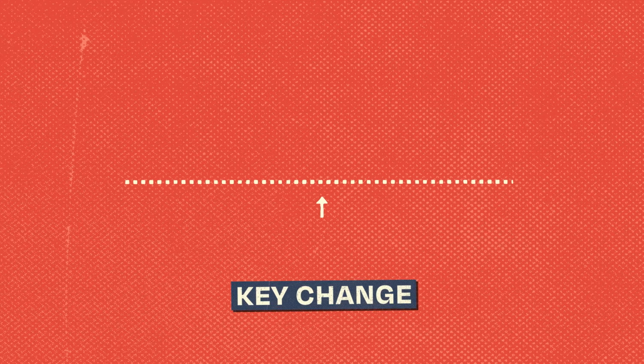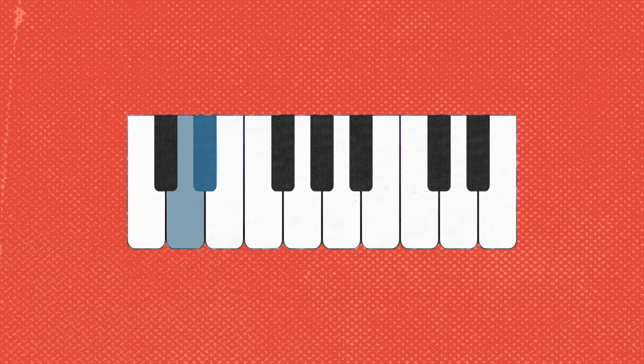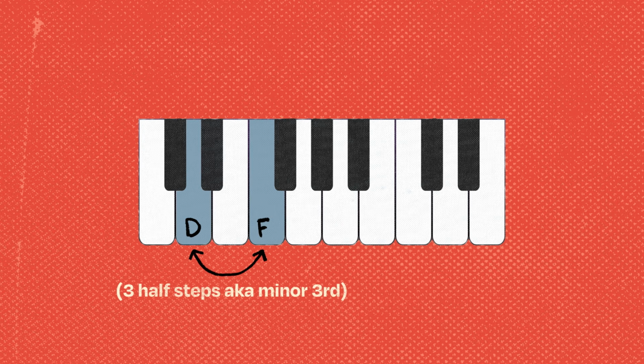Now let's go back to A Whole New World. Not only does the key change happen smack dab in the middle of the song, it happens right at the beginning of the verse, not the chorus. They sneaked it in there. And it's not a half step or a whole step up. Again, the distance between D major and F major is 3 half steps, also known as a minor third.